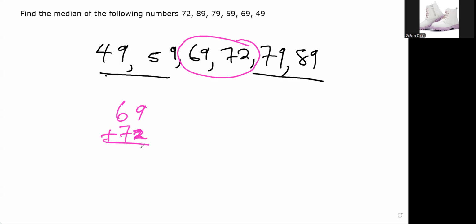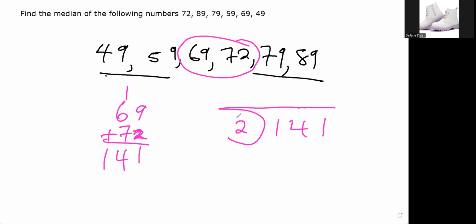9 plus 2 is 11. 6 plus 7 is 13 plus 1, 14. Sir, since it's two numbers, I divide 41 by 2.